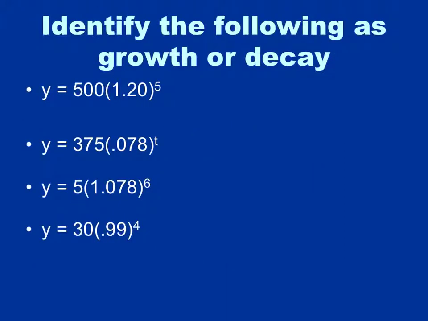Which of these are growth or decay situations? Like I said, if we have 1 plus r, and that part inside the parentheses is greater than 1, then it's growing. If it's less than 1, it's going to be decaying. So this is growing, and that one's growing. These two are decaying. So these are the answers.